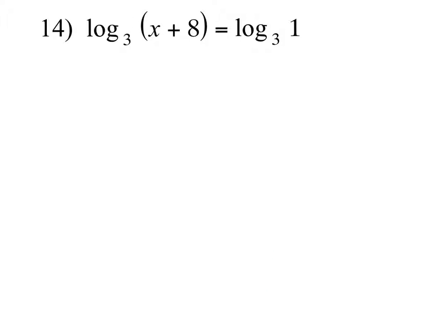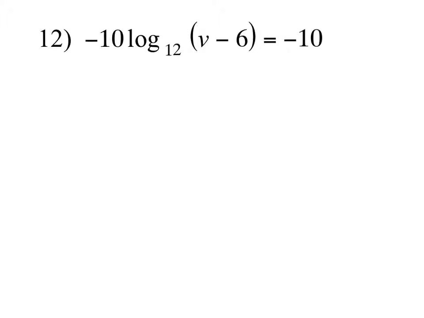Number 14 rather. If I've got logs on both sides, same base, nothing else, that means that the insides have to be equal. So x plus 8 is equal to 1. That means that x is equal to negative 7. When I plug that in, I get log base 3 of 1 is equal to log base 3 of 1. We are golden.